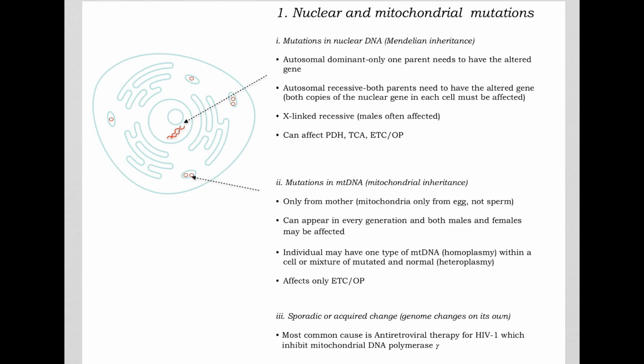Besides inheriting the mutated DNA, a person with mitochondrial disorder could also have a sporadic or an acquired change. One of the most common causes of acquired change for mitochondrial disorders is treatment with antiretroviral therapy, for example, treatment of HIV-1. These drugs inhibit the enzyme DNA polymerase gamma that is necessary for making DNA in the mitochondria.